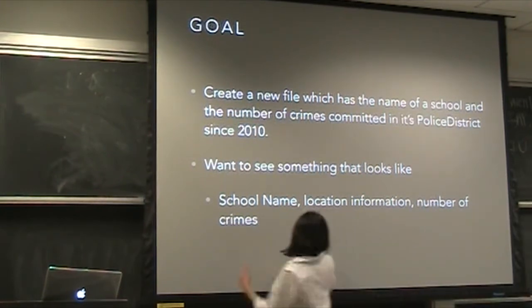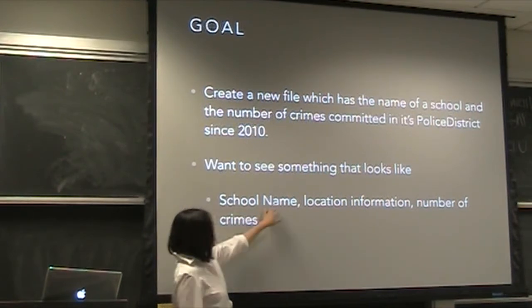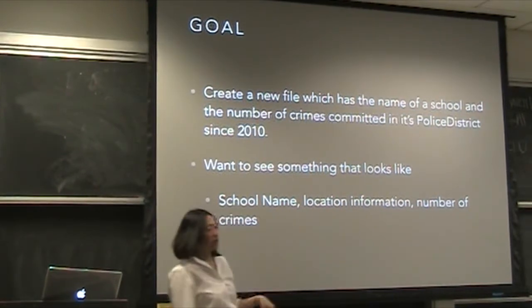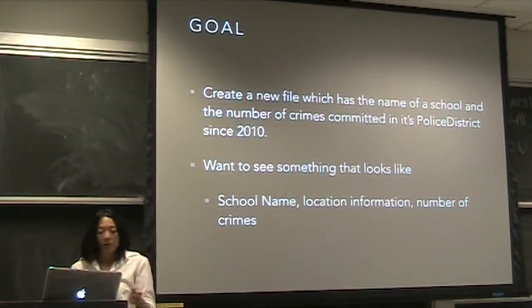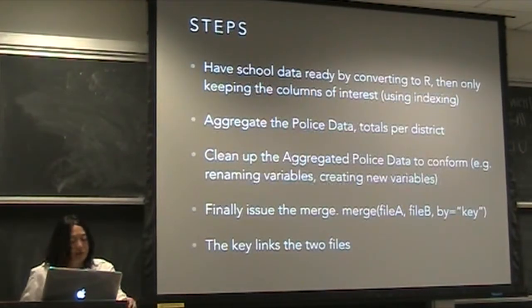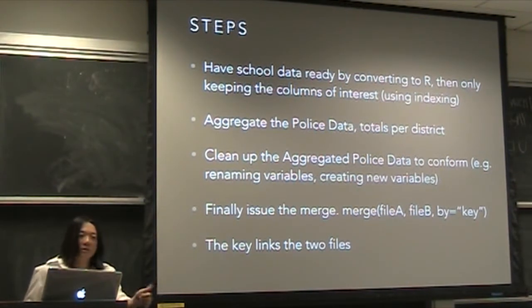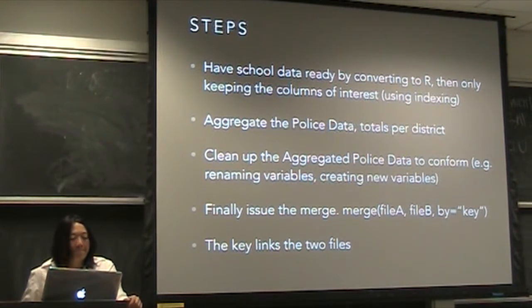So I want to see something. As I said, you want to have in your mind what this thing should look like ultimately. School name, location information, and number of crimes. That's really, in the simplest form, what I'd like to see. I can have other variables, but at heart, I should have these three columns. Okay, so there are some steps to doing this type of merge. Notice I'm spending a lot more time on this type than on the append. Appends are very straightforward. These are not.